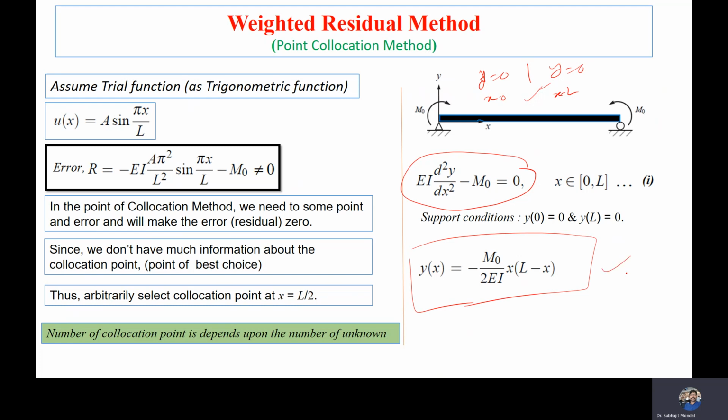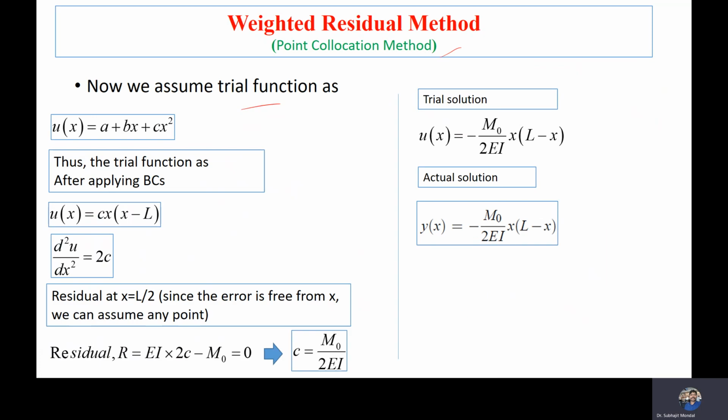We try to find our approximate solution and see what error comes in the approximate solution using the point collocation method, where we can use our trial function u as a plus bx plus cx square. In the last video we used a different one, but now we'll use this trial function and solve our weighted residual method using the point collocation approach.